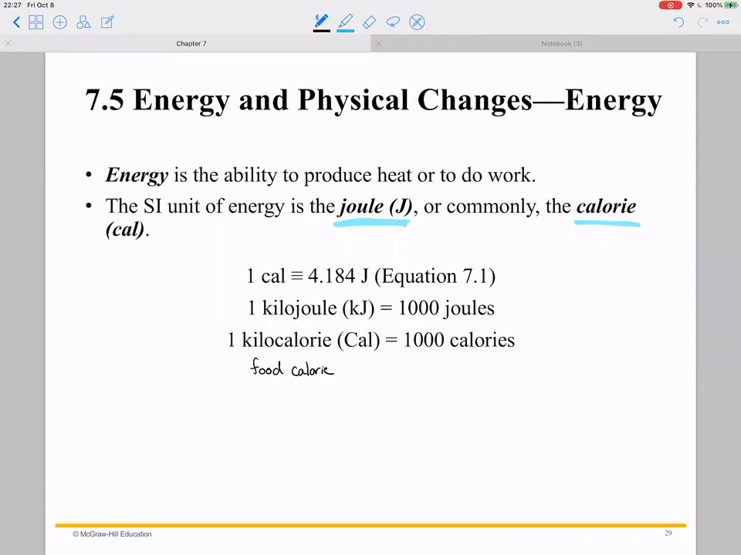Okay. And then we can convert between calories and joules using this definition here, where 1 calorie is equal to 4.184 joules. So just like with our other unit conversions, you could take that and create a conversion factor. You could have it that way, right? And that would help you convert from joules to calories, or you could flip it the other way. And that would allow you to convert from calories to joules, right? So just like all our other conversion factors, now we have this new one for energy.